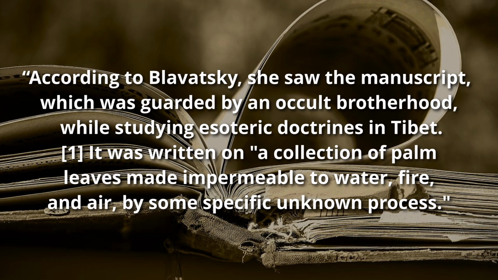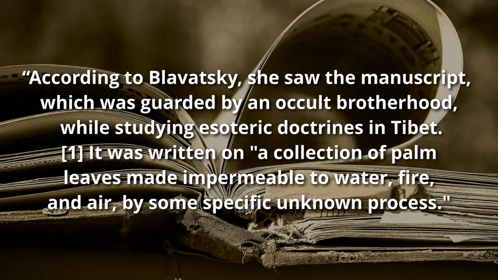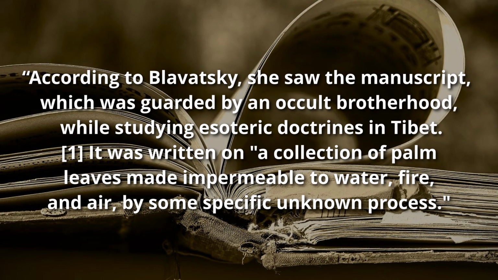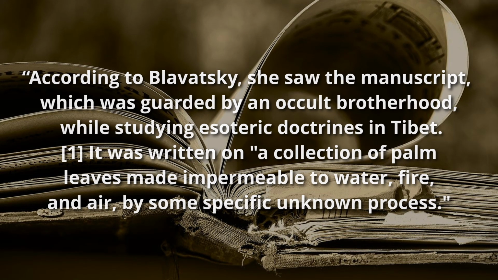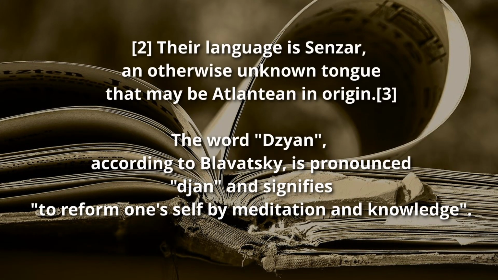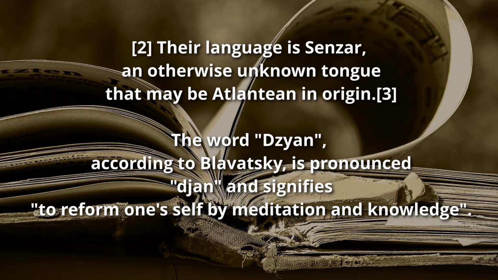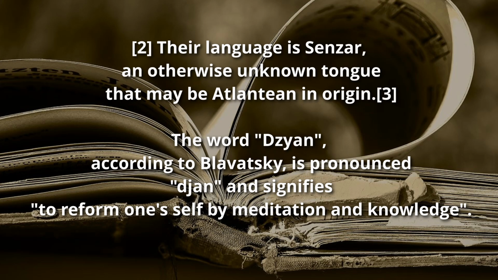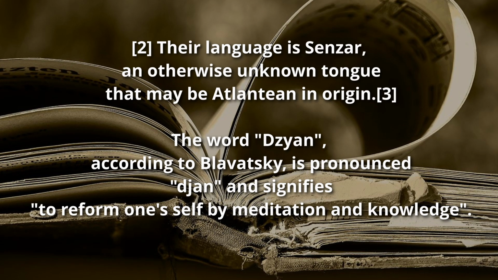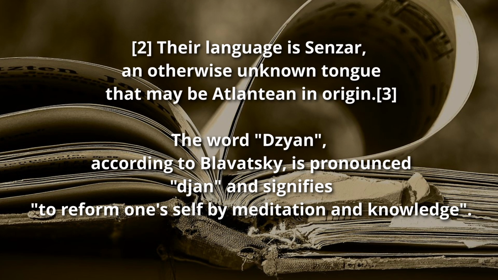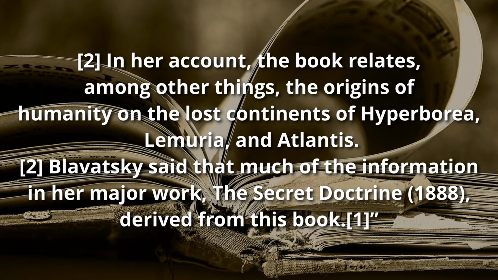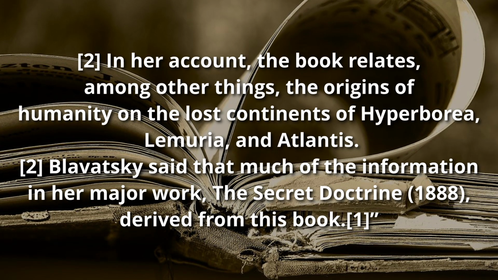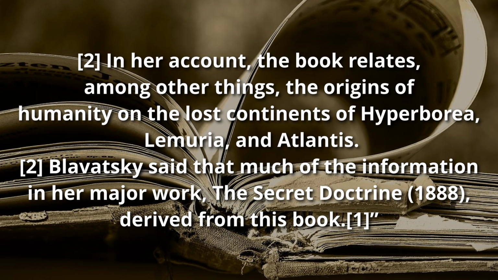According to Blavatsky, she saw the manuscript, which was guarded by an occult brotherhood while studying esoteric doctrines in Tibet. It was written on a collection of palm leaves, made impermeable to water, fire, and air by some specific unknown process. The language that they use is the Zenzar, which is an otherwise unknown language that may be Atlantean in origin. The word Gian, according to Blavatsky, is pronounced Gian or Jan, and it signifies to reform oneself by meditation and knowledge. In her account, the book relates, among other things, the origins of humanity on the lost continents of Hyperborea, Lemuria, and Atlantis. Blavatsky said that much of the information in her major work, The Secret Doctrine from 1888, derived from this book. Here's a quote from her.